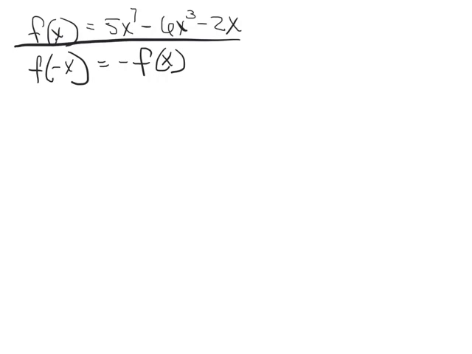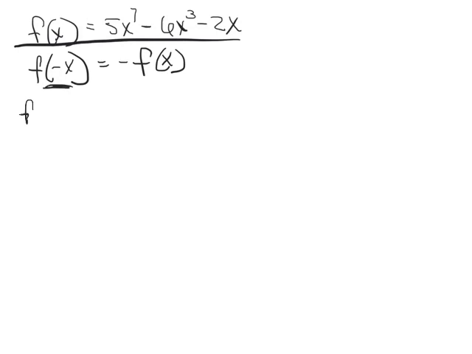So the first step is to find f of negative x, because what we're given is f of x. So we're going to have to find f of negative x and then compare it to negative f of x. Okay? And negative f of x is this with parentheses and a negative in front of it, and then we distribute that negative and see if it works. So let's go ahead and find f of negative x first.